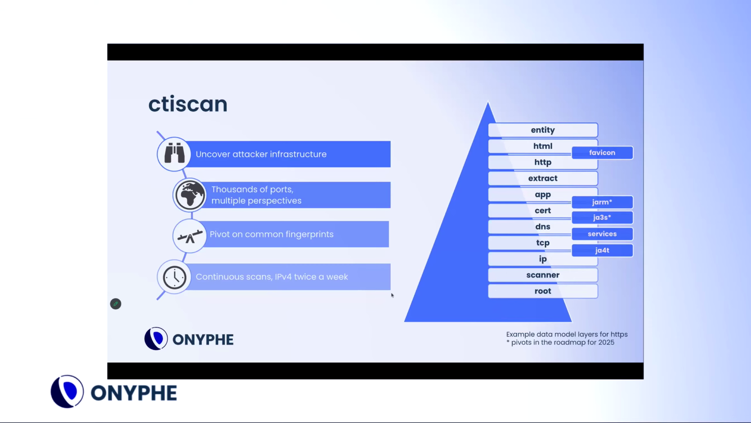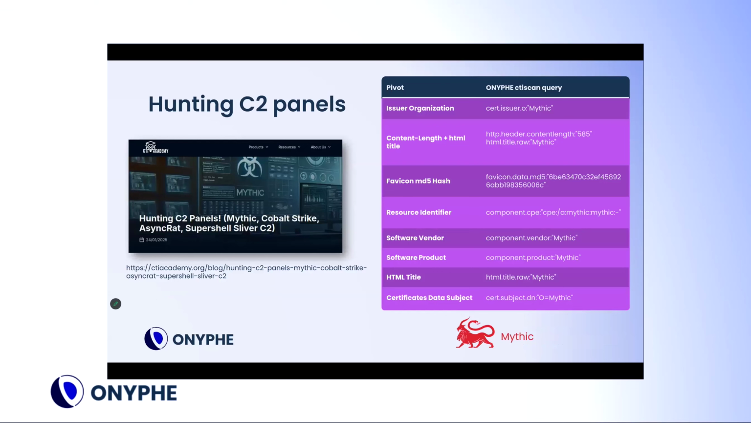Let's move from theory to practice and take a look at a concrete example of how CTI scan can be used. CTI Academy recently updated this 2024 blog post on hunting C2 panels, where they provide examples for finding known C2 panels using internet search engines. Looking first of all at the Mythic C2 panel, they list a number of different pivots that can be used to identify hosts running that software.